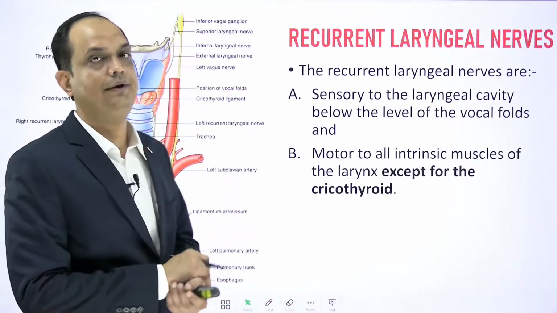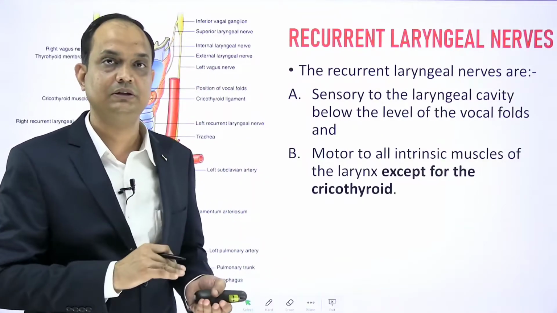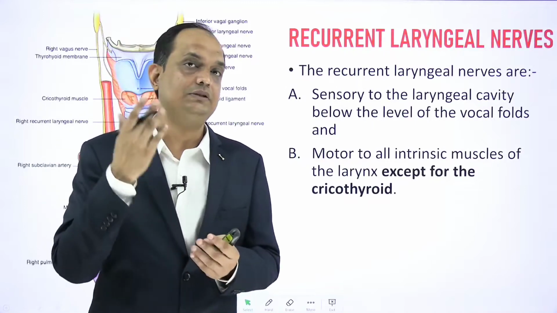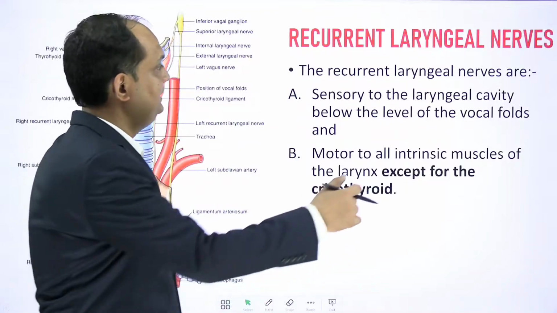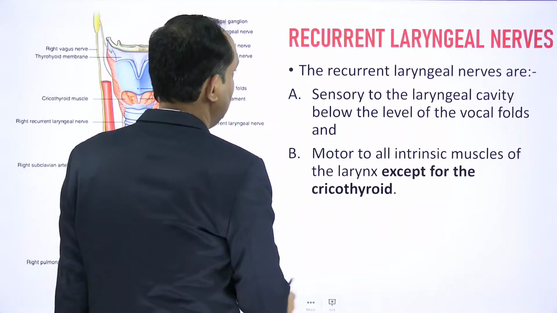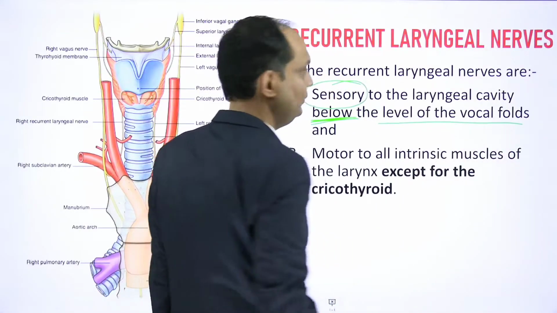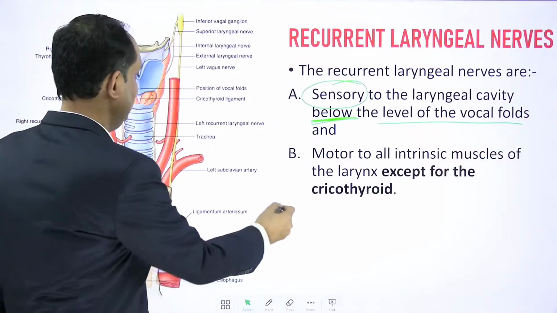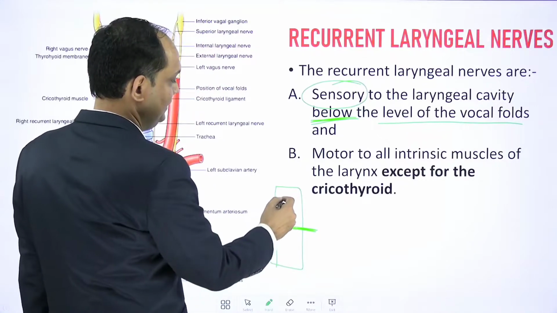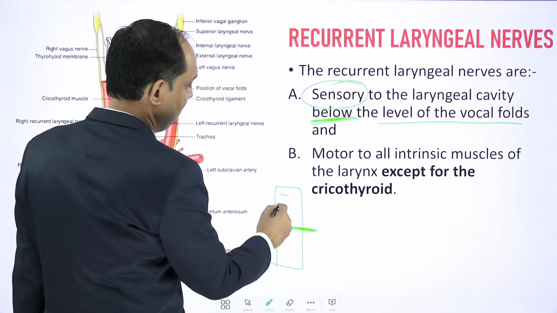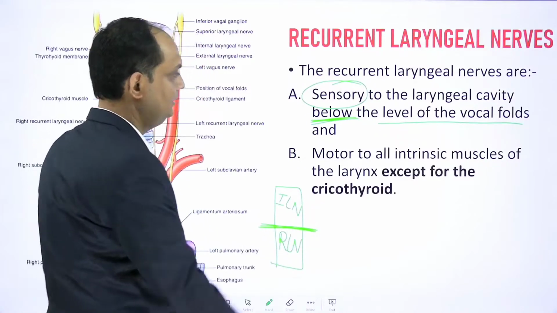Now, what about the recurrent laryngeal nerves? Recurrent laryngeal nerves have a lower origin, and the superior laryngeal nerve has its origin higher in the neck. There are right and left recurrent laryngeal nerves. These are sensory to the laryngeal cavity below the level of the vocal fold. So if you take the laryngeal cavity, we divide it into two parts at the level of the vocal fold. Above that, the sensory supply is by the internal laryngeal nerve, and below that, by the recurrent laryngeal nerve.